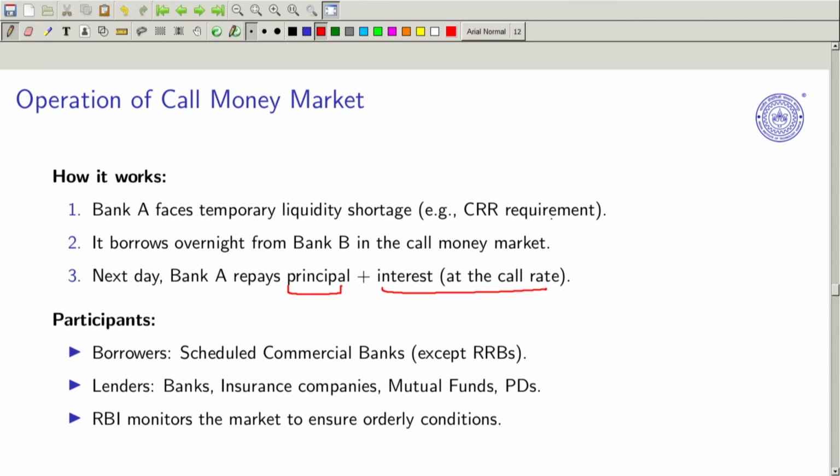And RBI monitors this closely, because otherwise if things are settled here in an unsecured way, then you will have fewer participants in the repo market. So they also observe what kind of liquidity absorption is taking place, and if they feel that it is harming so much, then they will be revising the repo rate up. As a result, the call money rate will automatically shoot up, right. So this is what it shows.